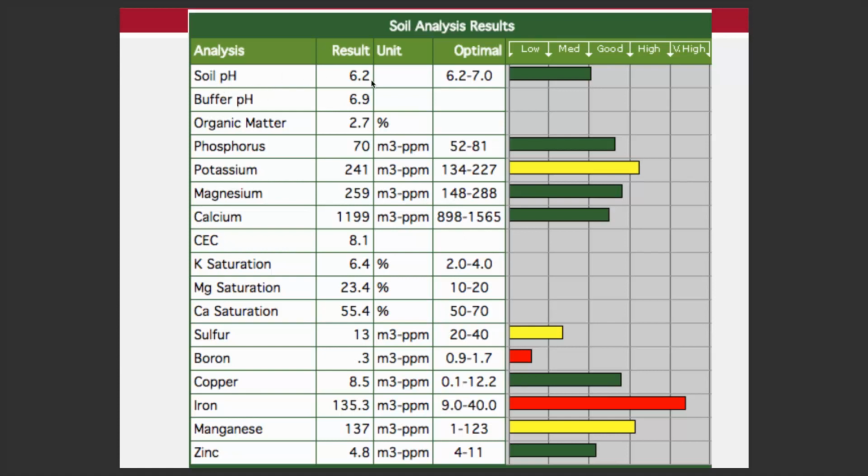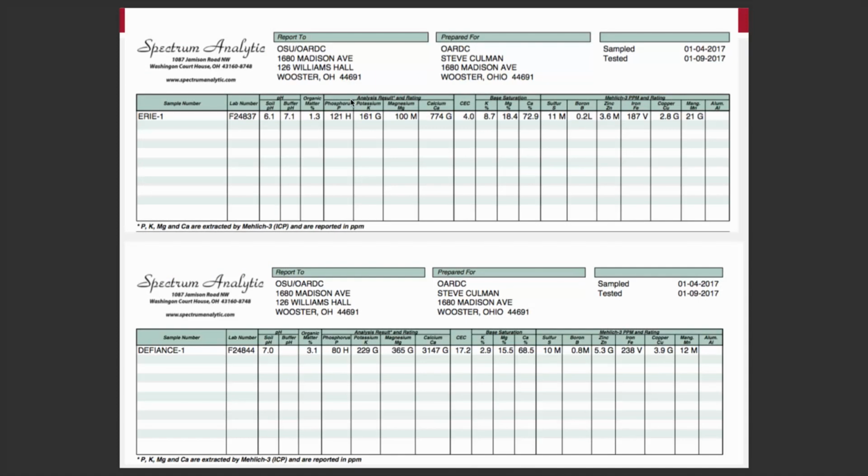Okay, so the soil pH is 6.2 and the buffer pH is 6.9. Now these are not the same value. They could be the same value. They might not be. Here's another example of soil test results. Here we've got a soil pH of 6.1 and a buffer pH of 7.1. So a whole unit different.